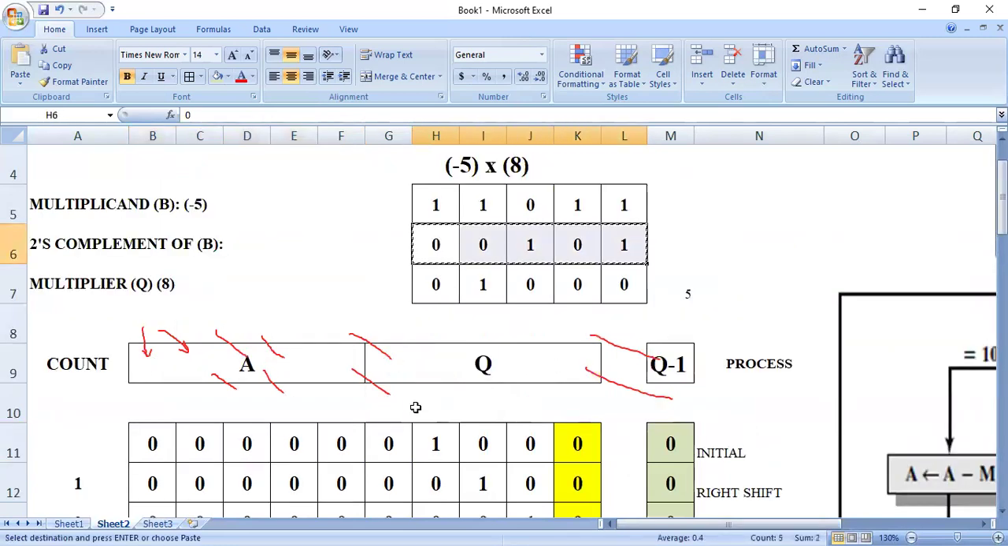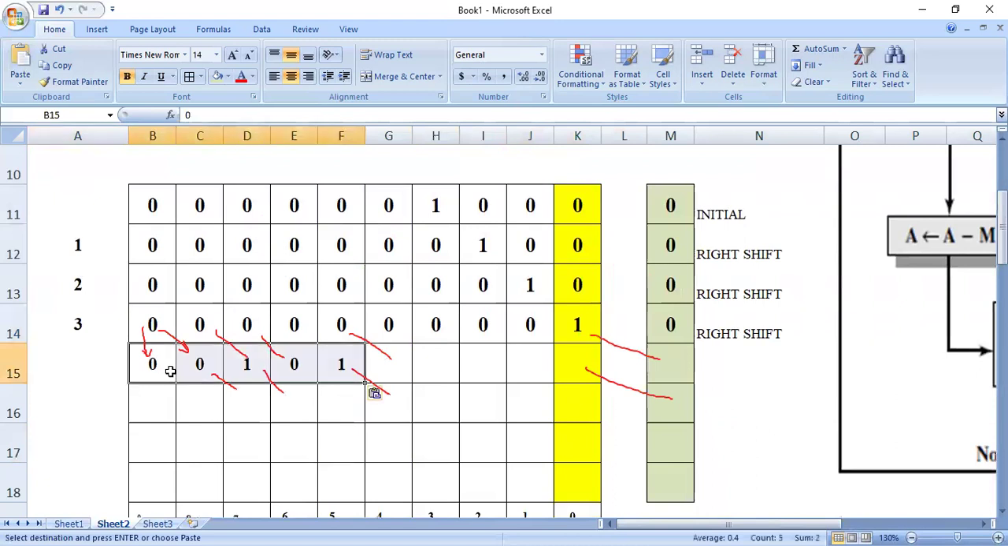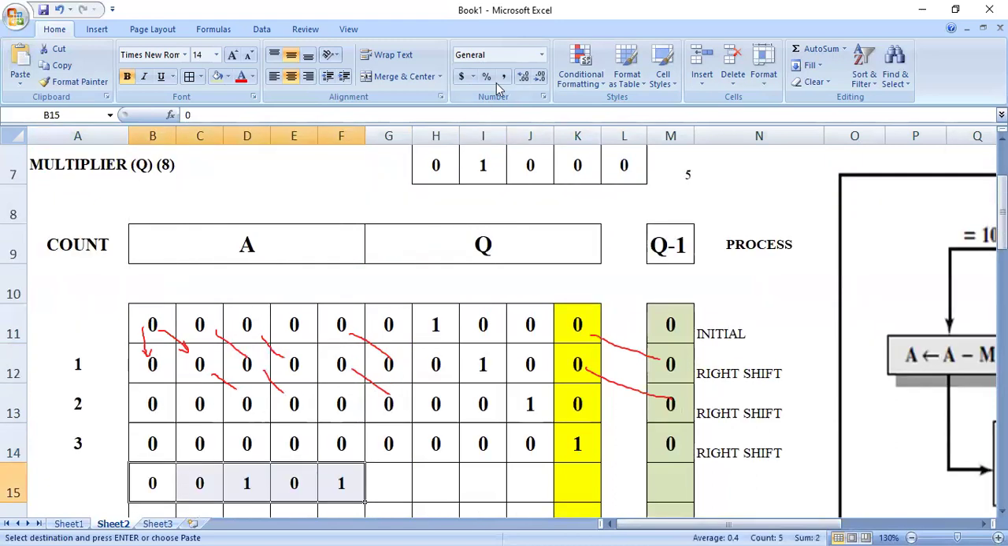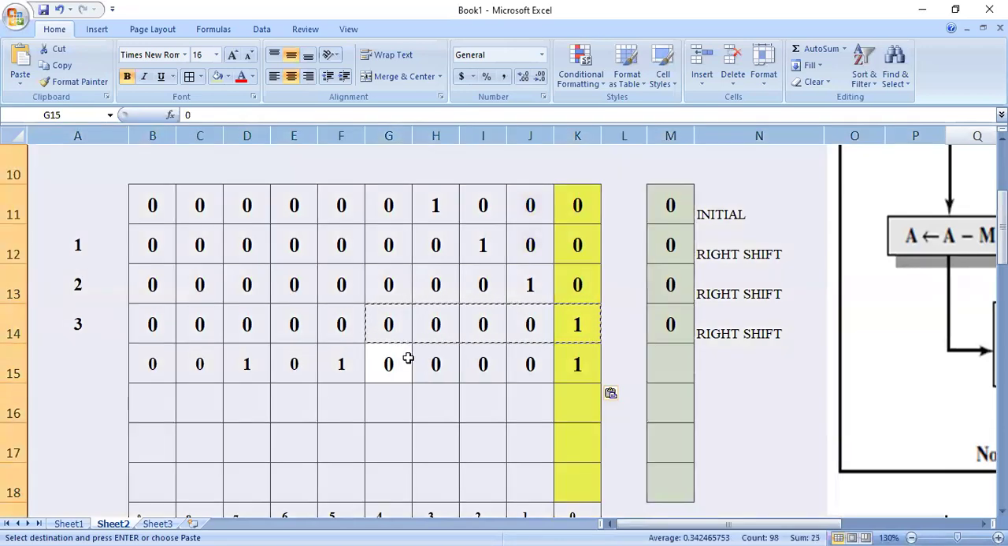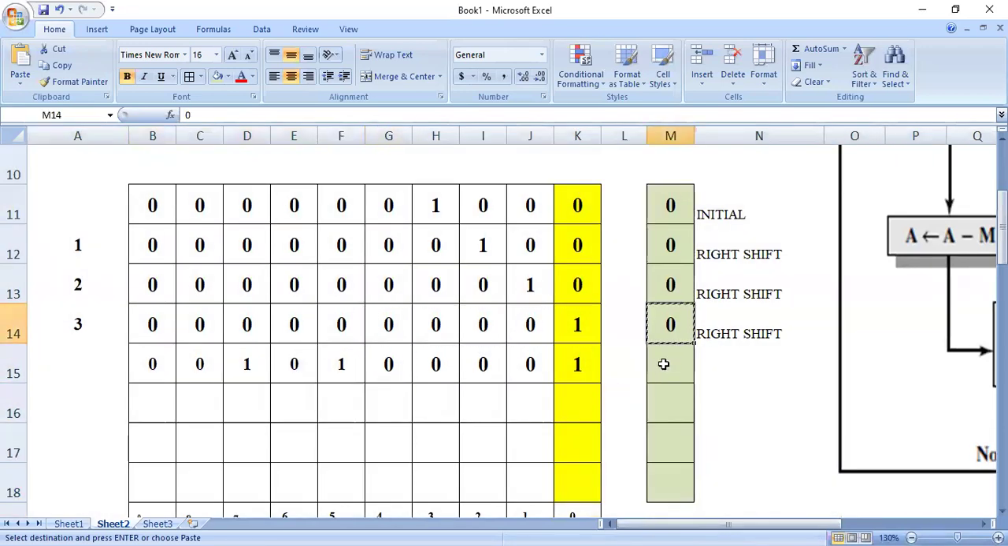So the A register value will be 00101. Let me clear these annotations. Then use all these Q values as they are. Don't perform any movement, and Q minus 1 also stays as it is. So what we have done here is A equals A minus B, that is, A plus 2's complement.